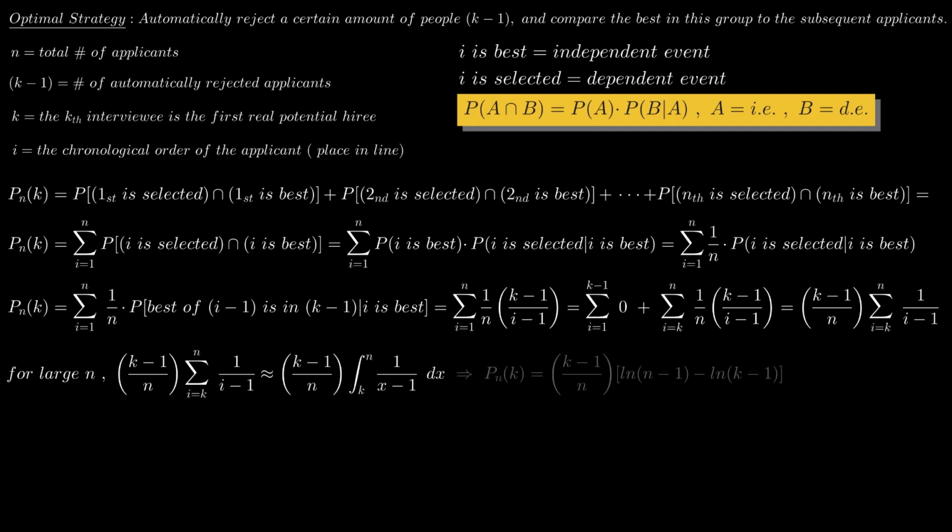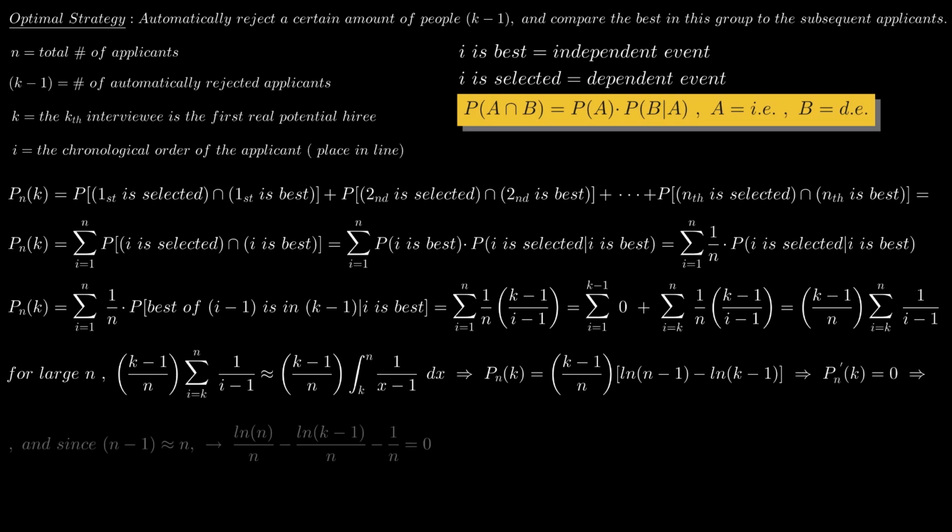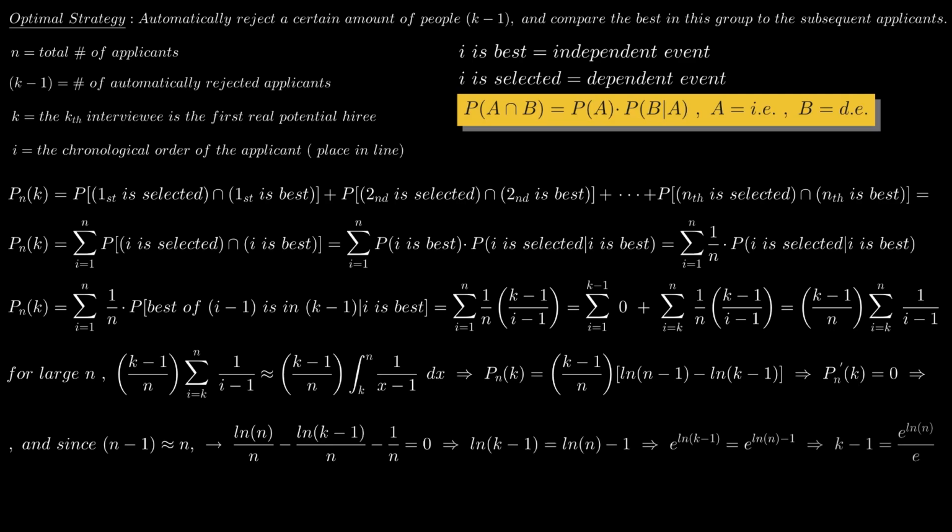So we get this expression here. So now we've eliminated the sum. We have a function of the probability in terms of k, where n is a constant. So to maximize this function, we take the derivative and equate it to 0. So now we have this expression here, and we do the calculations and all the algebraic manipulations, and we end up with k minus 1 over n equals 1 over e, which is approximately 37%.